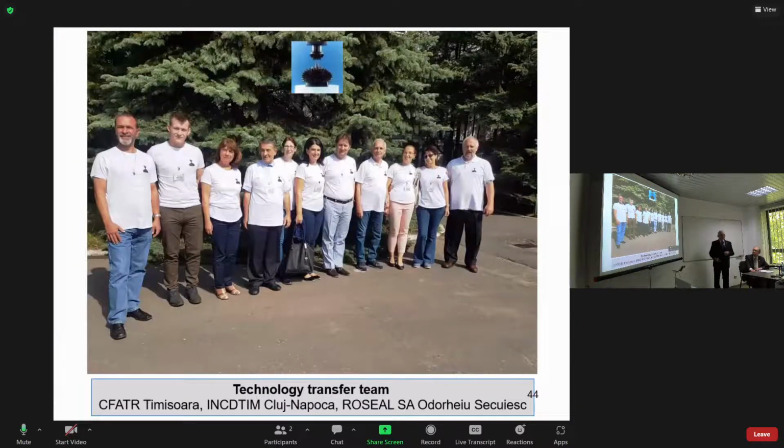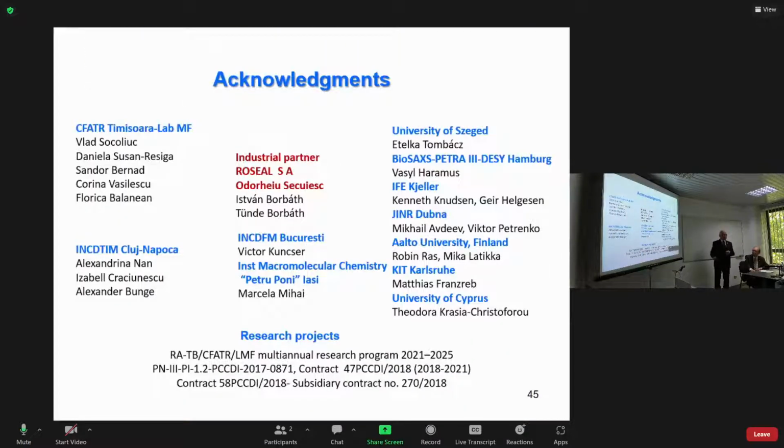So this is the mixed team: Cluj, Odorheiu, Timișoara. They made this technology transfer. Here are the partners. We are working in Timișoara, Cluj, Bucharest, and various other European centers of research. We develop partnerships along the time.